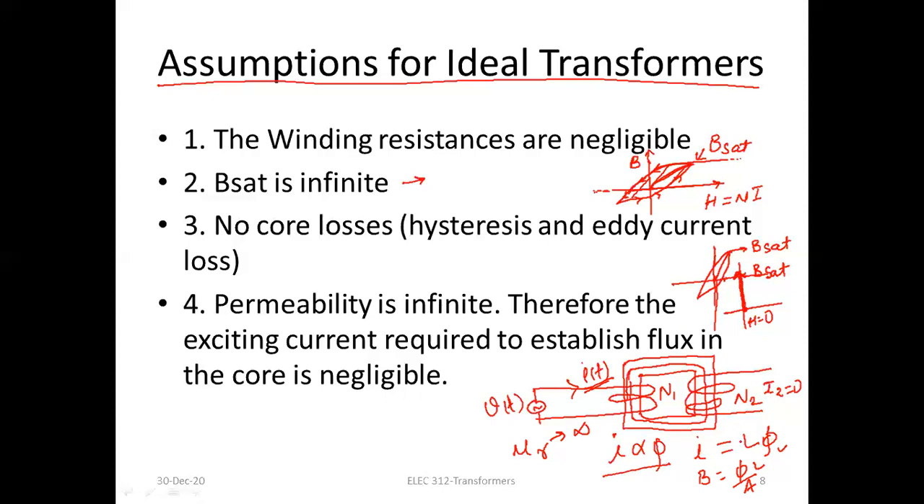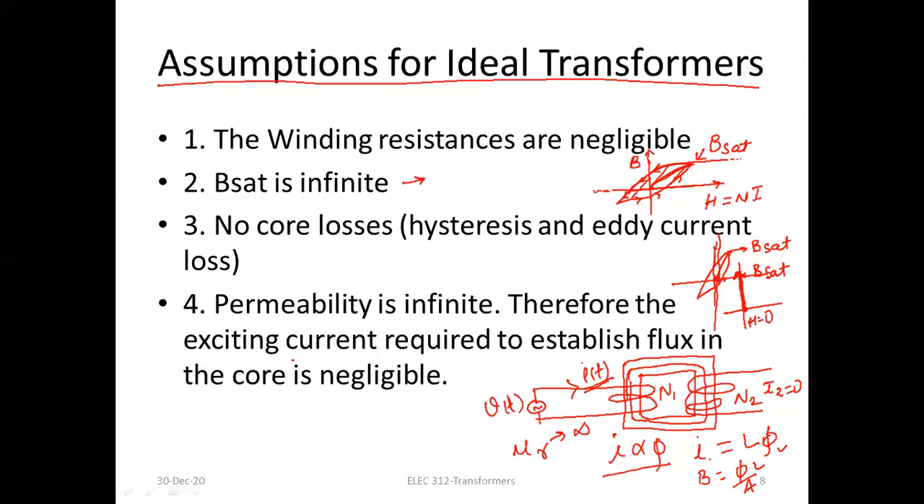It means that even if the current is very small here, this has a very big value. So almost negligible current is given here, and still the core of the transformer is magnetized. This is the true representation of saturation being infinite: the core of the transformer never saturates, and its saturation point becomes infinite.